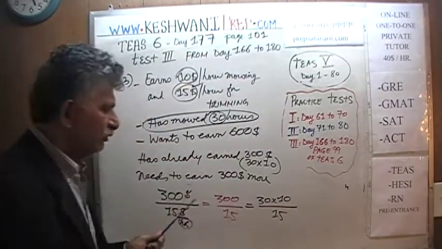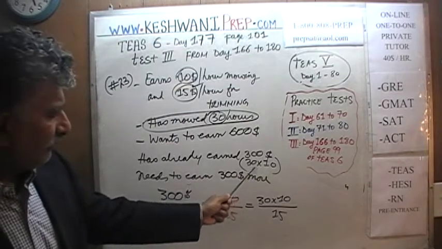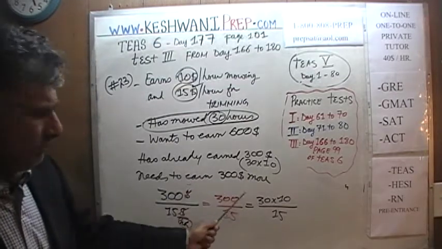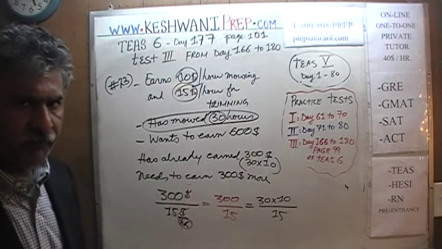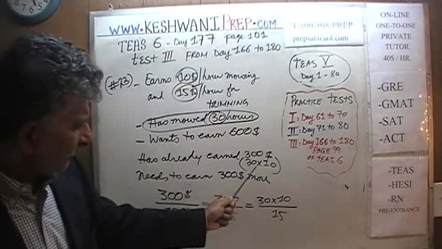As a matter of fact, that's what I should have done in the beginning, because that's what we had to start out with, 30 times 10. When you have something like this, don't make it complicated by multiplying it out. Leave it like this until the very end. I always tell you to do that, and I violated my own rule. Leave it like this until the very end.